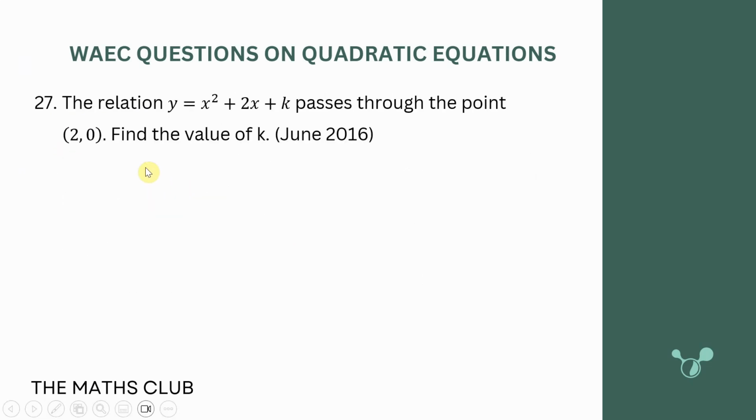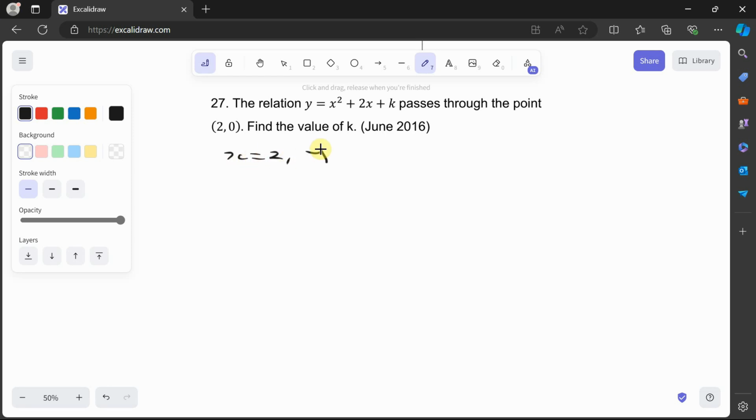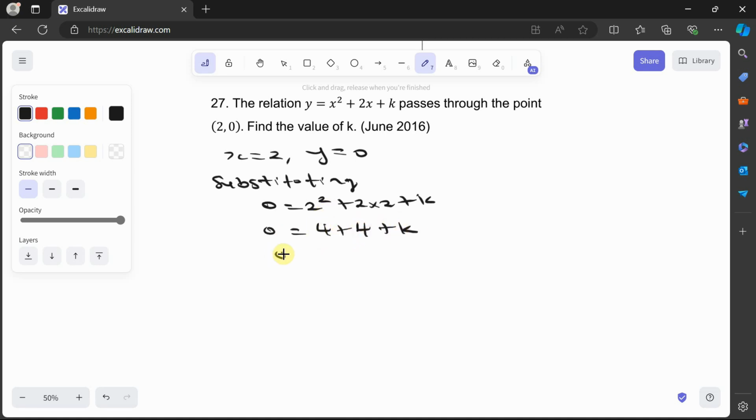Question 27 says that the relation y is equal to x squared plus 2x plus k passes to the point 2, 0. Find the value of k. All we are told here is that we're giving the x value, which is 2, for a corresponding y value, which is 0. So all you just need to do here is just to plug in y as 0 and x as 2 and find the value of k. So our x is 2 and then our y is 0. So let's substitute. That will be 0 is equal to 2 squared plus 2 times 2 plus k. So 0 is equal to 4 plus 4 plus k. 0 is equal to 8 plus k. And we know our k will be equal to minus 8. That is option A.